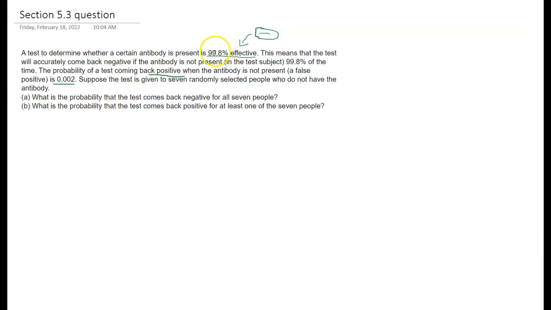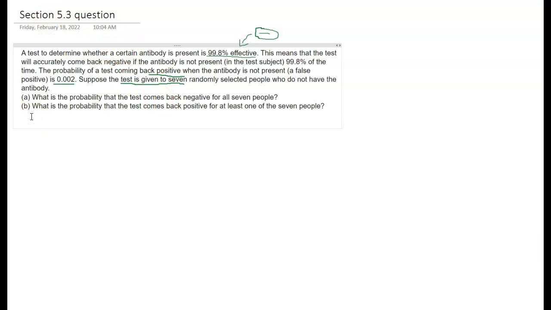So that's that 99.8%. And so the first thing we have to do is think about whether or not these tests are independent. So does a negative test result on one of the people impact the test result on the other people or not? If you think about it for a second, these are individuals. The tests don't interact with each other in any way. So these 7 tests are independent. And that's the first thing we have to determine with this problem.